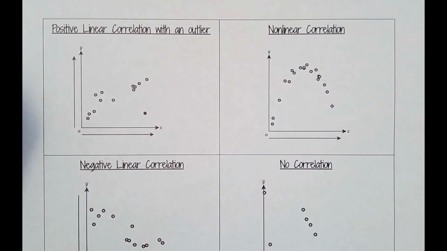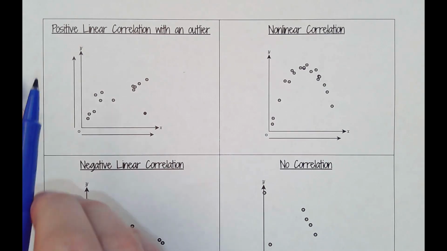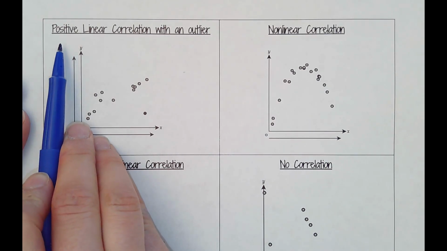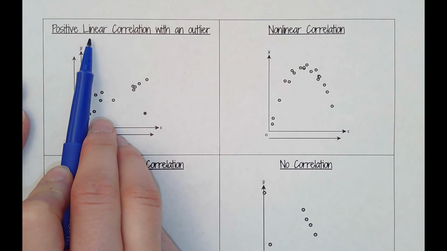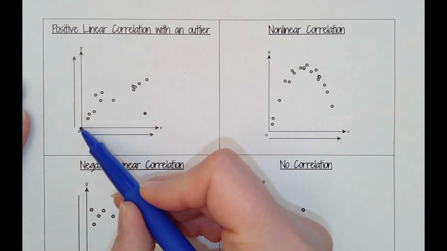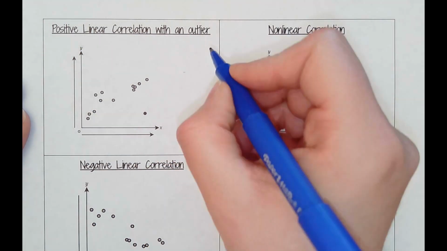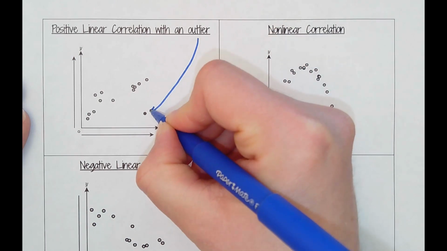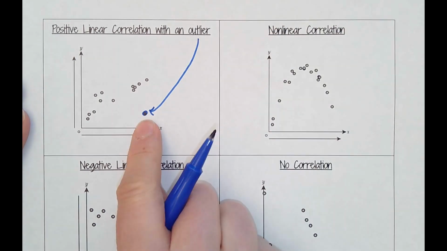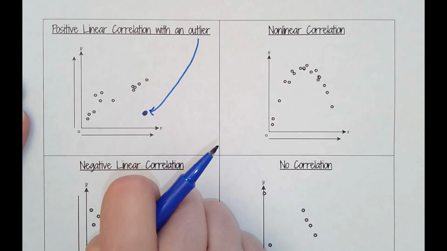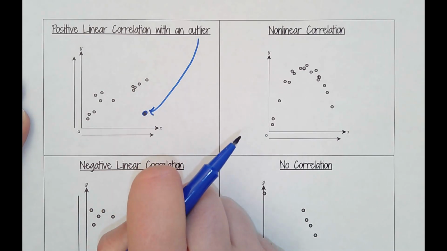Okay, then you'll see that I just went ahead and put some pictures on here for you so you can see the different types of correlation. Here's positive linear correlation because it's making positive slope. It says with an outlier. This point right here is called an outlier because it lies outside of the normal data. So sometimes you'll have one, sometimes you won't.